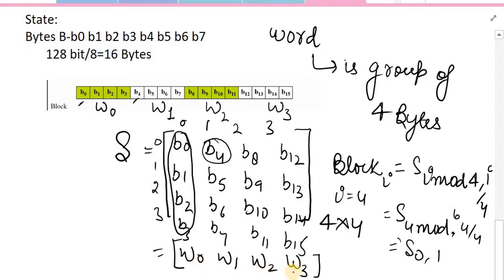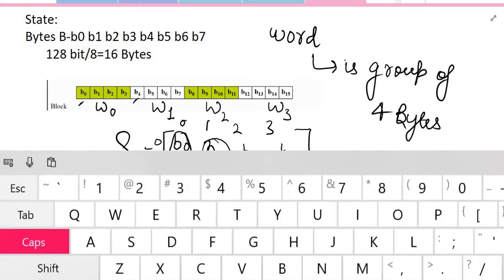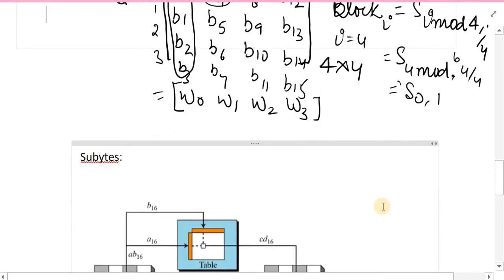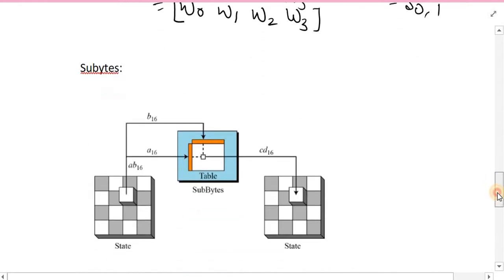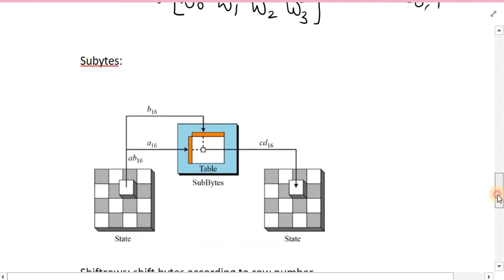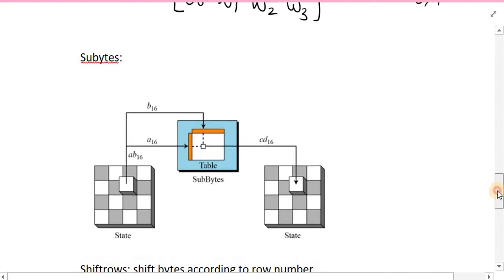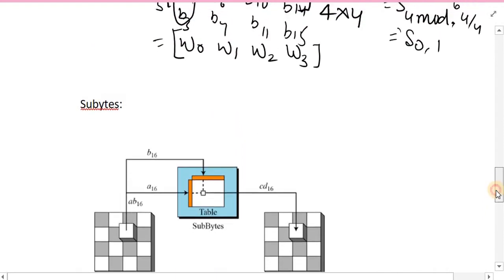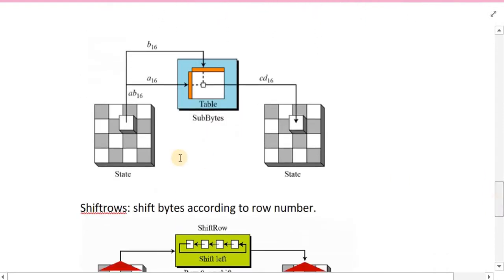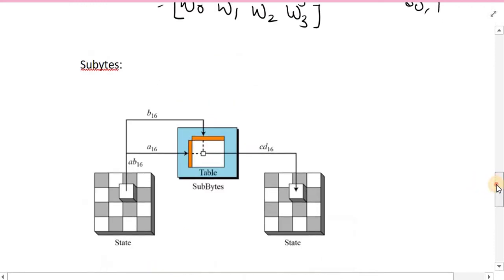Okay, so now come to the transformation description. The first transformation in the AES algorithm is called the sub-byte transformation, which is used to perform the substitution of the bytes. So what is the state? It is clear to all of the students. This is the state which is built from the byte representation of the 128 bits.